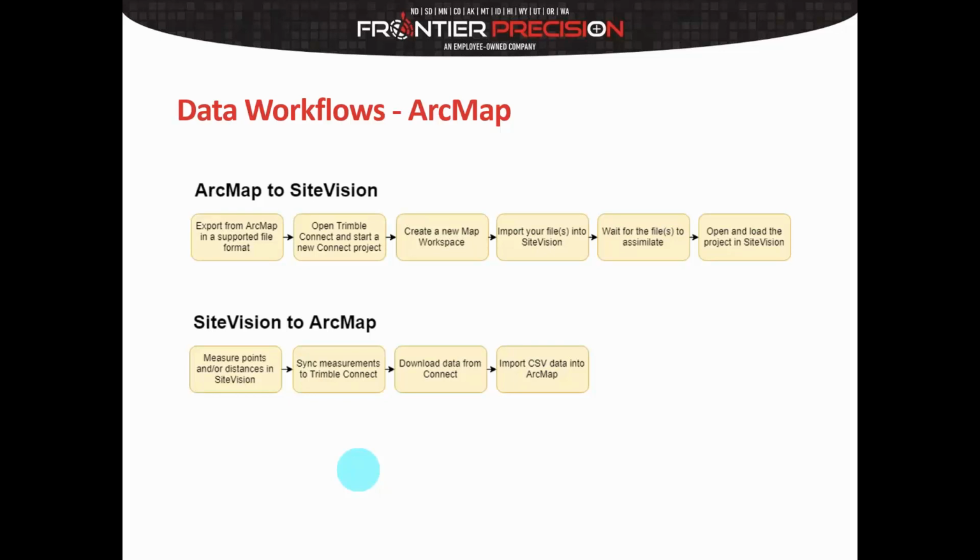So the data workflow for ArcMap is you need to export a supported file format, and that could be a shapefile or a project geodatabase. You're going to create a new workspace, import your files into SiteVision using Trimble Connect, and there's going to be a short waiting time for the files to assimilate. Once the file is ready, you'll be able to open it in the Trimble SiteVision app on the phone. Like I mentioned before, you're able to measure things either with the Catalyst and pole or the EDM, and that's going to create those points and sync them back to Trimble Connect, and you're going to get a CSV that can be re-imported into ArcMap.